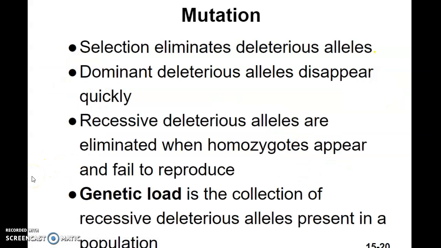All right. Now keep in mind there can be good and bad mutations. Selection generally will eliminate the bad alleles. Dominant, they disappear pretty quick. You have the disease, you die, you don't reproduce. Recessive ones can take a while, though, because they're only seen when somebody who's homozygous recessive appears and fails to reproduce. Sometimes when you talk about a population, you'll talk about its genetic load. So this is just the number of recessive bad alleles that's present in a population.